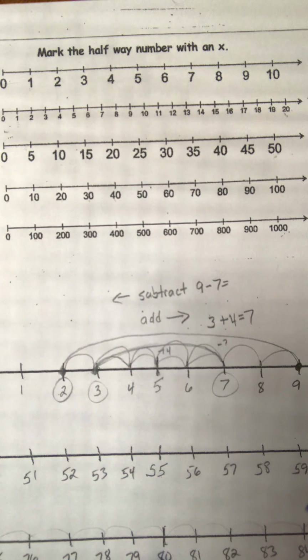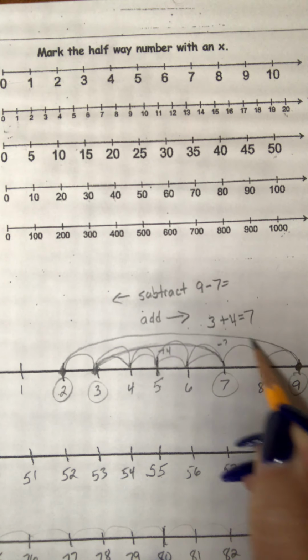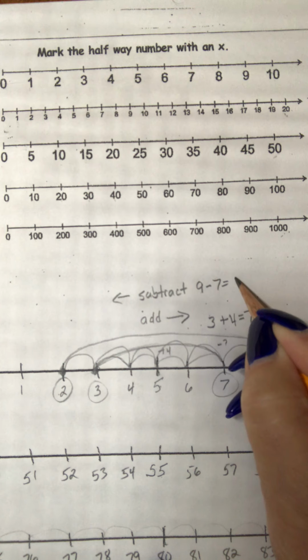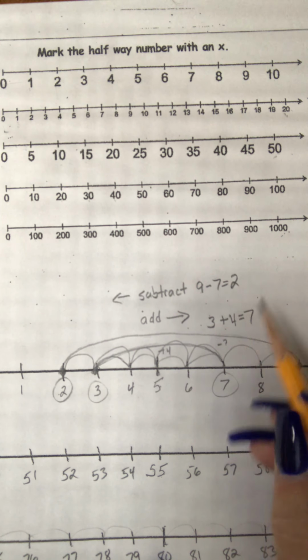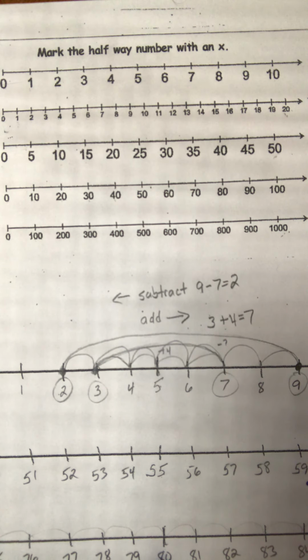And I landed on 2. 9 take away 7, I land on 2. Now I'm pretty sure that you don't need a number line to figure out 3 plus 4 and 9 take away 7. Again, I just like to use simple numbers so that you can see the process. And you don't have to worry about doing the math so much.